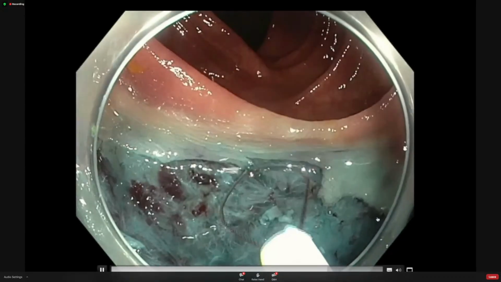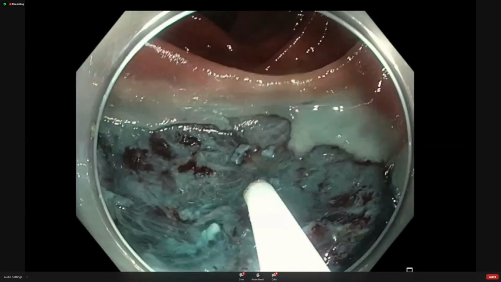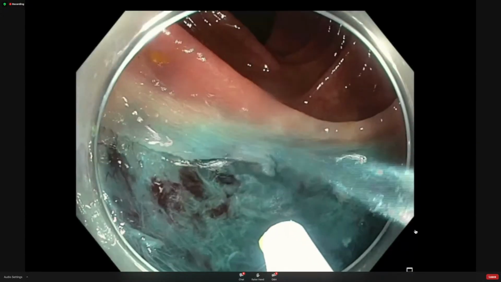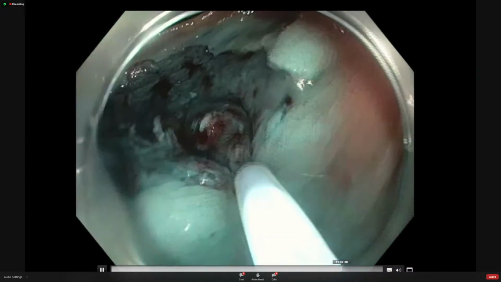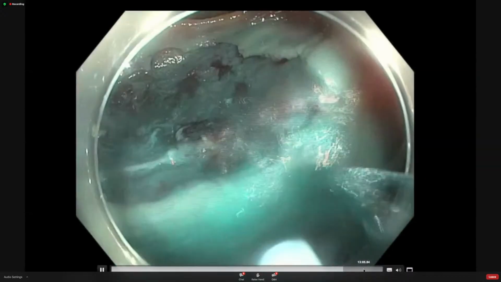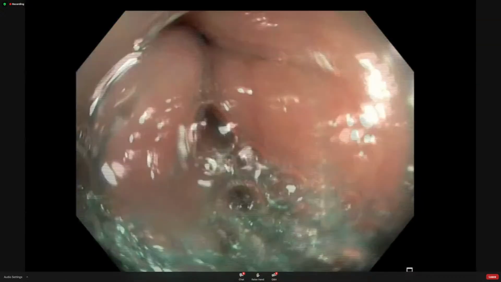So this whole process actually took probably about 3 or 4 minutes to do, and it's very effective taking off lesions such as this, as you can see there. So that is the end result, which was a fairly good result for the patient, and the risk of perforation and delayed bleeding is 0%.